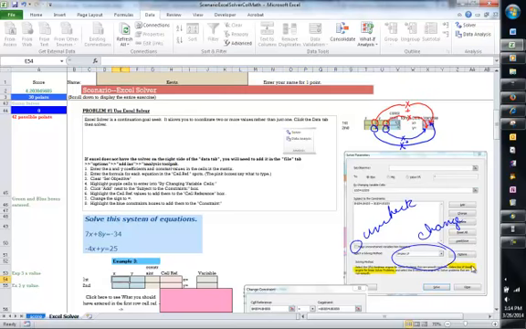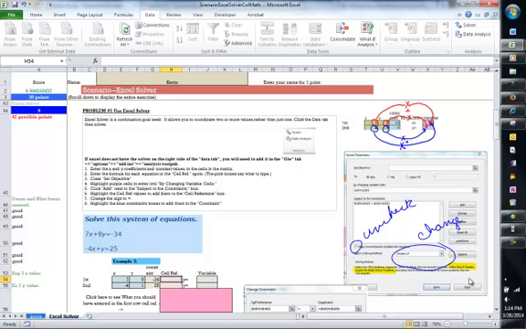Step 1: enter the x and y coefficients and the constant values into the matrix. So 7, 8, negative 34. In the second row, it's negative 4, 1, and 25.